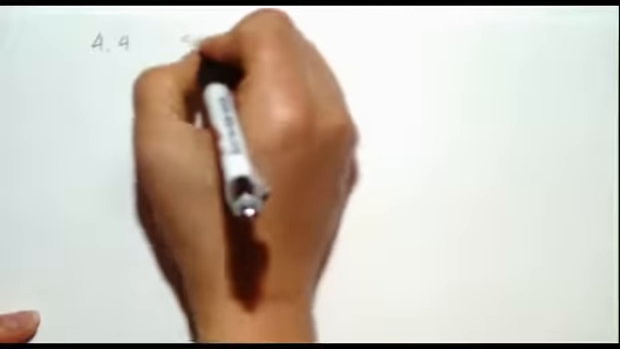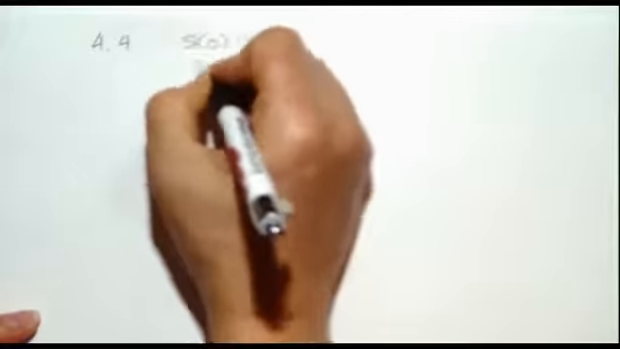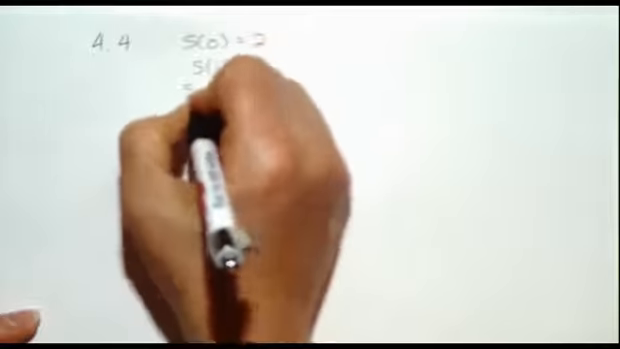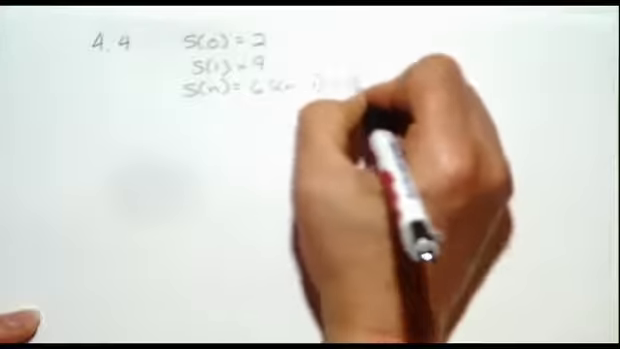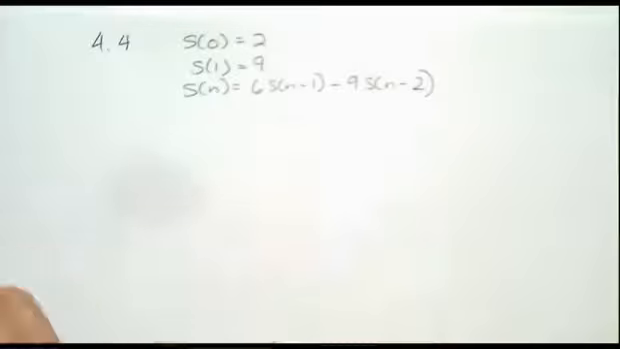By the way, I'm doing problems that are already worked in the packet so you can look them over again. So we're going to do example 4.4. S of 0 equals 2. S of 1 equals 9. S of n equals 6 S of n minus 1 minus 9 S of n minus 2.